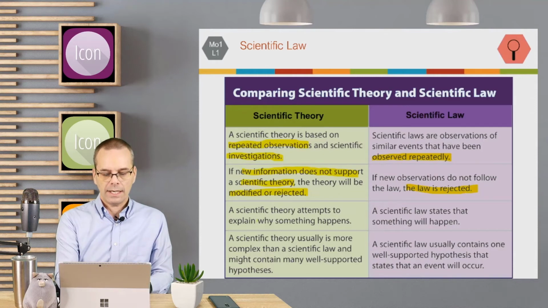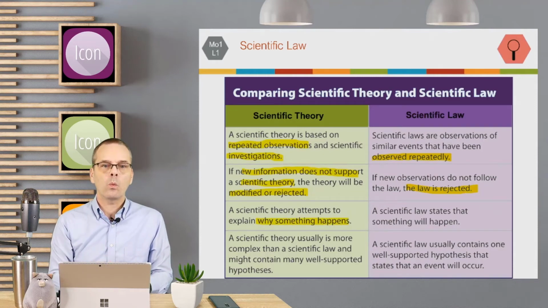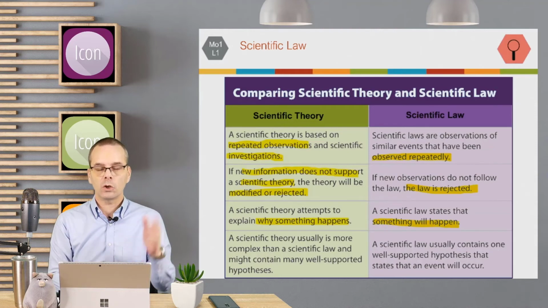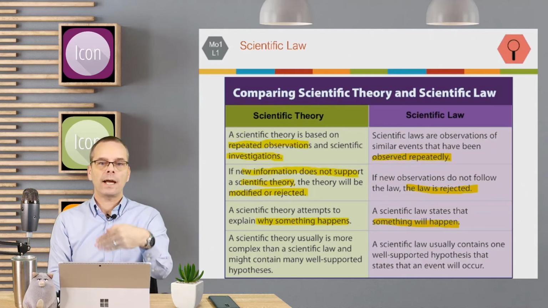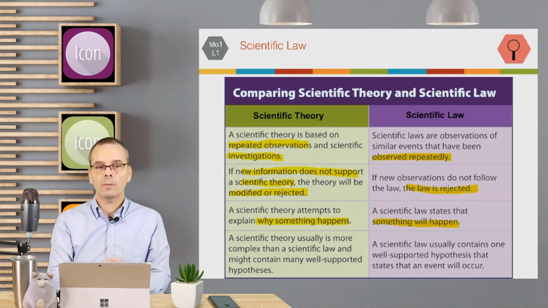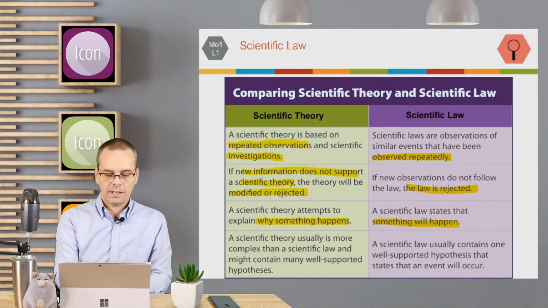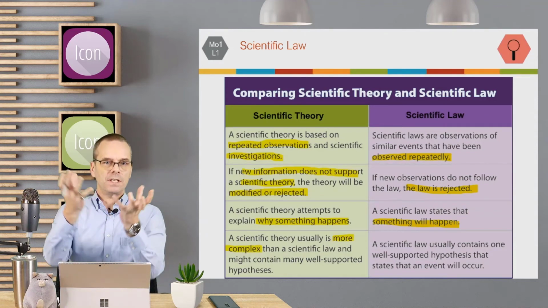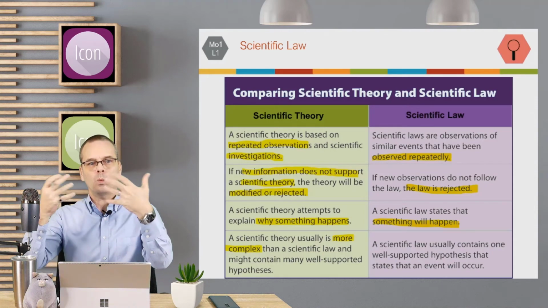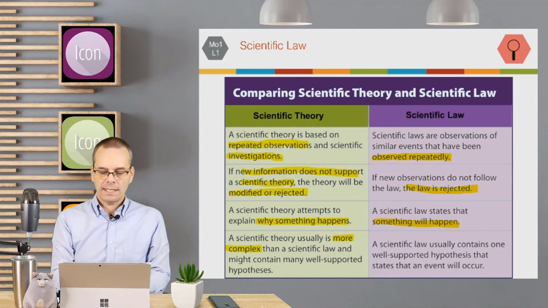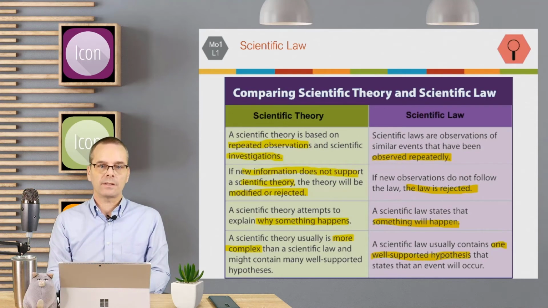Now, scientific theory attempts to explain why something happens, whereas the scientific law simply states that something will happen. It doesn't look at the why, it just says this will happen because this is the scientific law about that. Now, scientific theories are also usually more complex. They're taking a bunch of different hypotheses and trying to explain why, etc. Whereas scientific law usually contains only one very well supported hypothesis. You know exactly what's going to happen. It explains it.